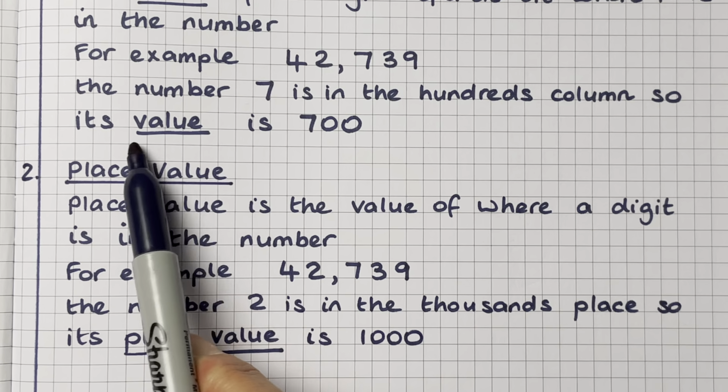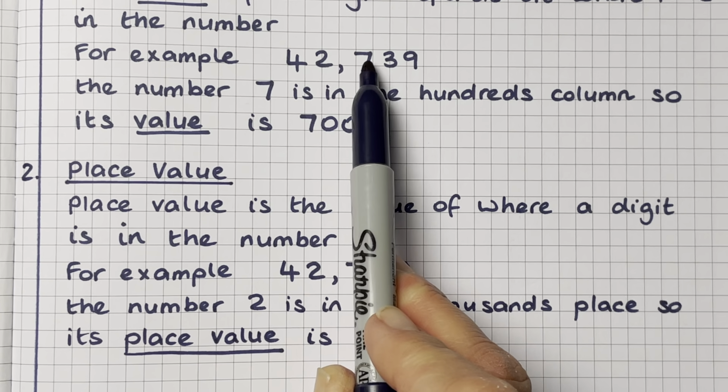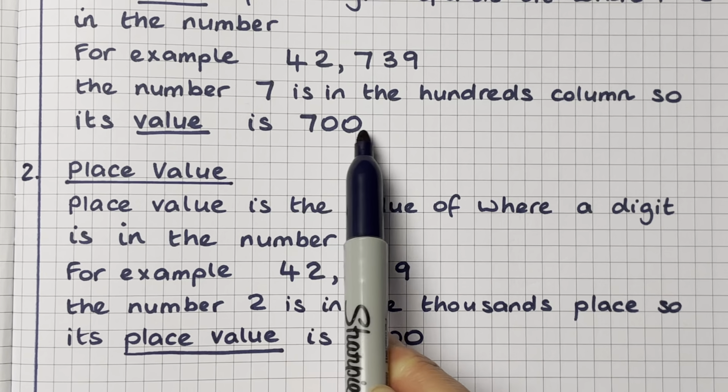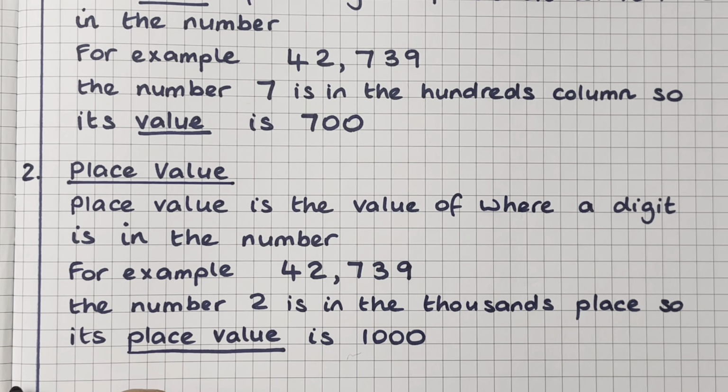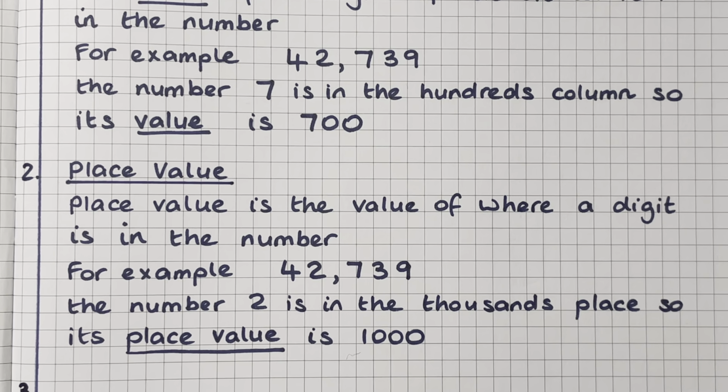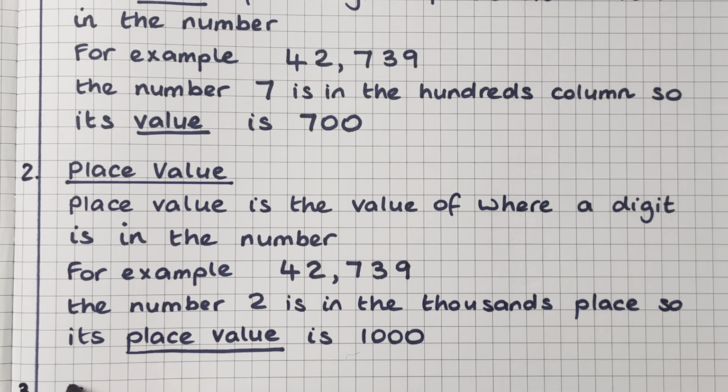Okay, so see the difference? When you're looking at value, you're looking at the number 7 in the hundreds column, that's 700. But for place value, you're looking at the point in the place value table, which we'll be drawing later. So you're in the thousands column. Okay, so the number 2 in the thousands column. Let's draw a place value table now. Oh no, let's just mention expanded form first.